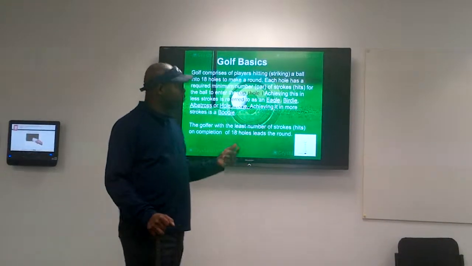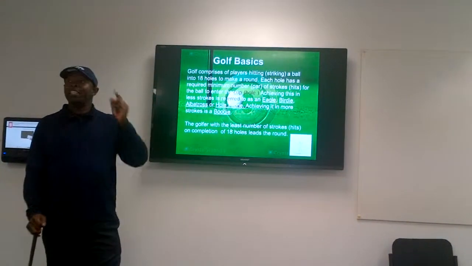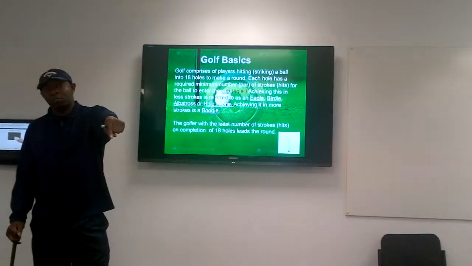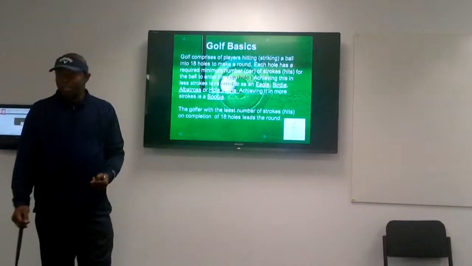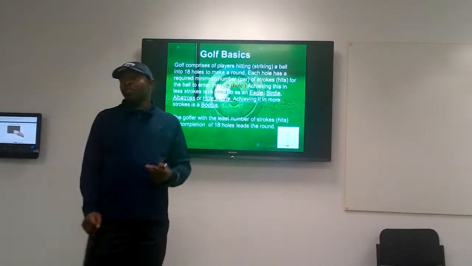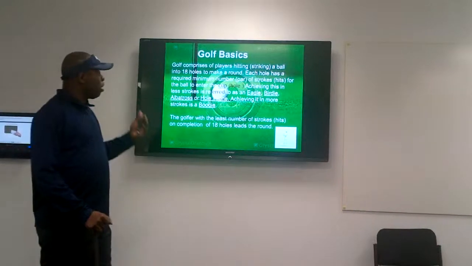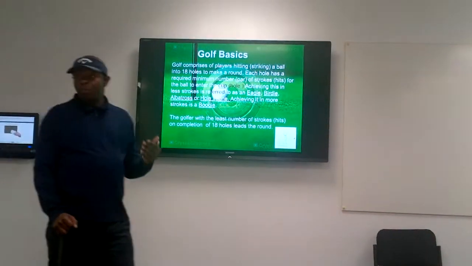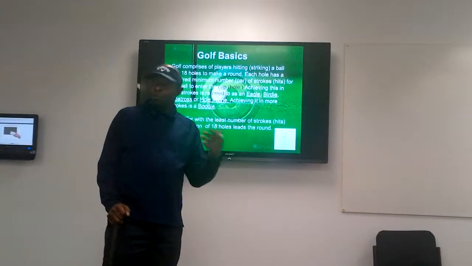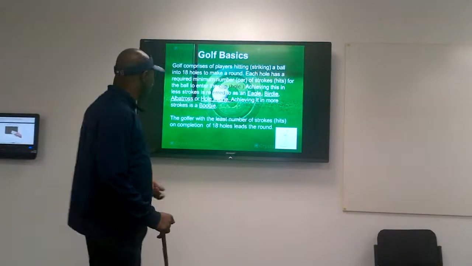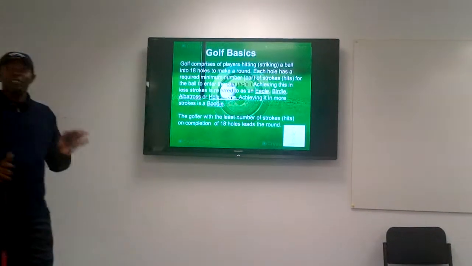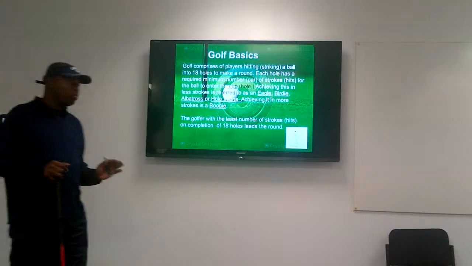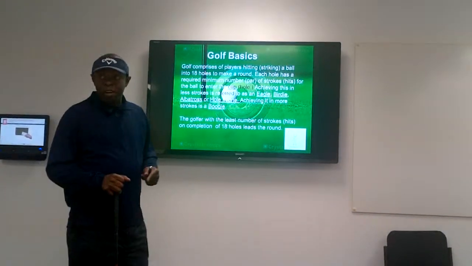Now, below pars could be a hole in one, where you hit it just once and it goes straight into the hole, onto the cup, which is the best; a birdie, an eagle, or an albatross. While over par could be a double bogey, a triple bogey, depending upon the number of times it goes over. The golfer with the least number of strokes at the end of the round wins the round.